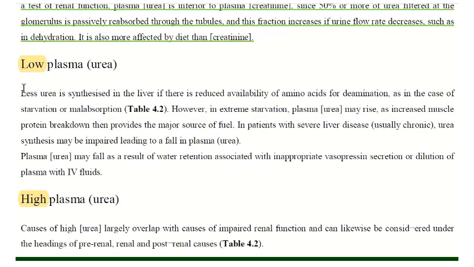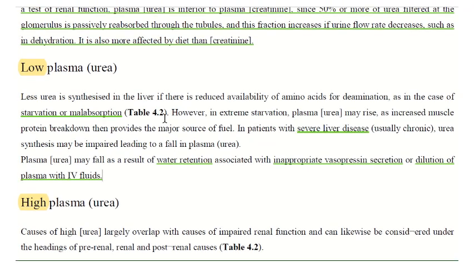والآن نأخذ الأسباب أو موضوع اللو بلازما urea. Less urea is synthesized in liver if there is reduced availability of amino acids for deamination, as in the case of starvation or malabsorption. إذن يتم تصنيع كمية أقل من اليوريا في الكبد إذا كان هناك نقص في توفر الأحماض الأمينية for deamination, as in the case of starvation, كما هو الحال في حالة الجوع أو malabsorption سوء الامتصاص.